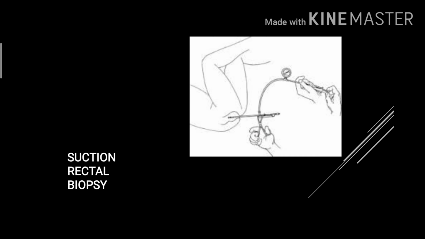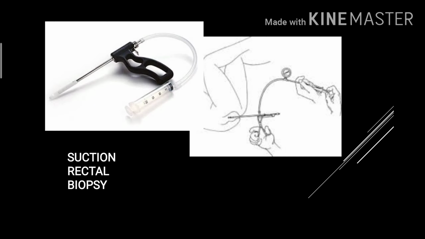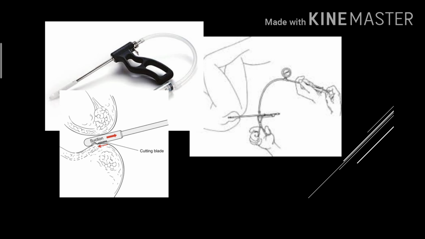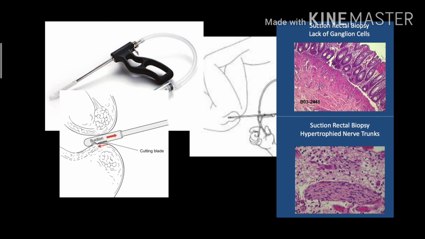Next is suction rectal biopsy. What we can do is take the submucosal plexus, which will give us an idea of how the ganglion cells are. So for that, a suction rectal biopsy is done. We can see this is the method by which we do that. There is a side channel for suction and some amount of submucosa is sucked into it and a biopsy is taken.